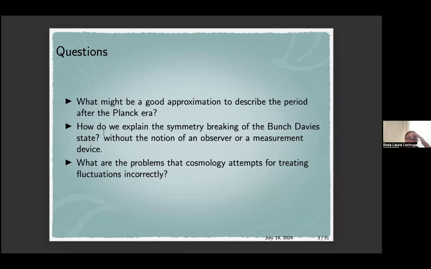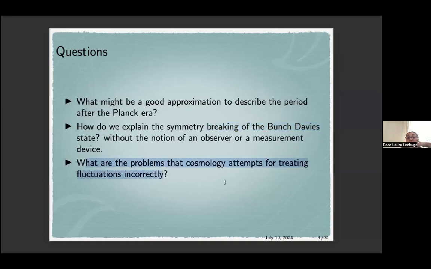The second question was, how do we explain the symmetry breaking of the Bunch-Davies state without the notion of an observer or a measurement device? And here we tried to answer this question using collapse theories. Using collapse theories, we now have an element to incorporate the stochastic part in the evolution equation, and this stochastic part accounts for the breaking of symmetry of the Bunch-Davies state, and explains the generation of the primordial cosmic seeds of structure. And the last question is, what are the problems that arise in cosmology from treating fluctuations incorrectly, or from having a misconception about the meaning of fluctuations.